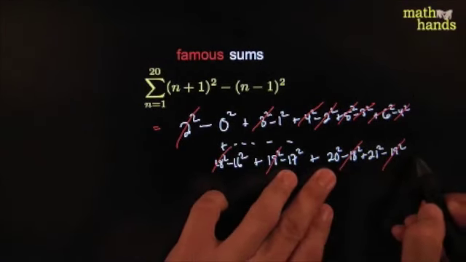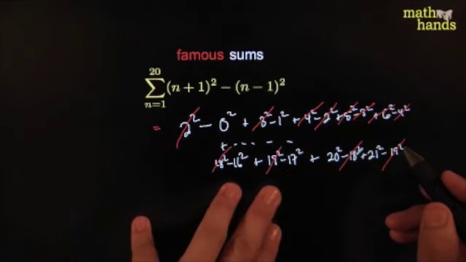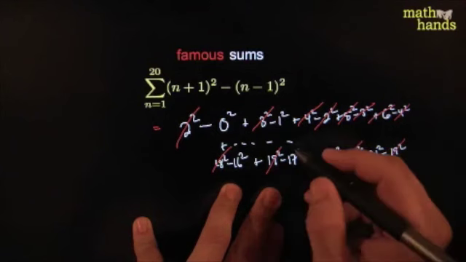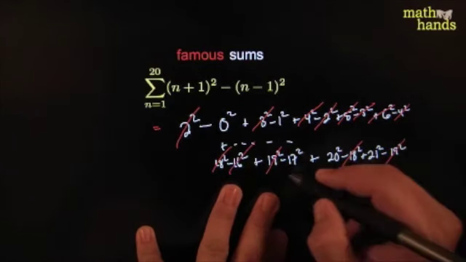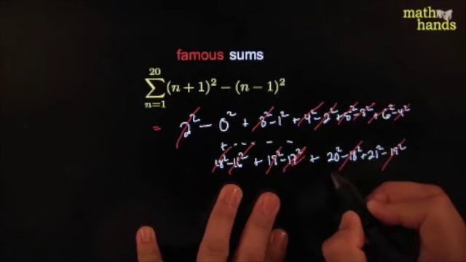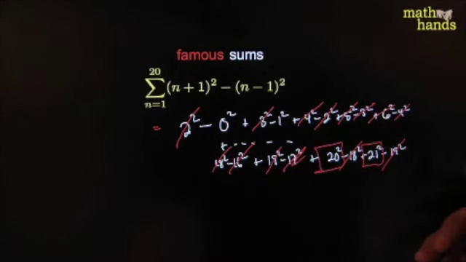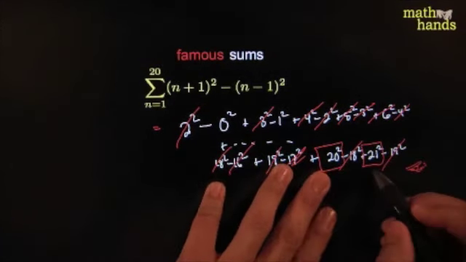because you would need a 22 squared over here, or 16 squared goes, and so at the end, the only thing that's left over would be the 20 squared and the 21 squared. In order to cancel that, you would need a negative 20 squared, which would have been the next one, but you stopped at 20, so you can't cancel that one.